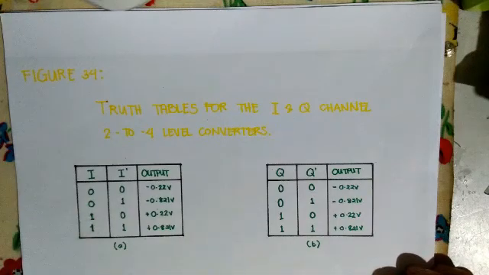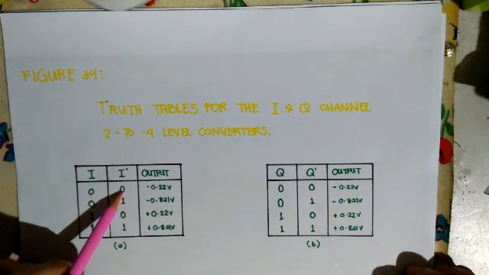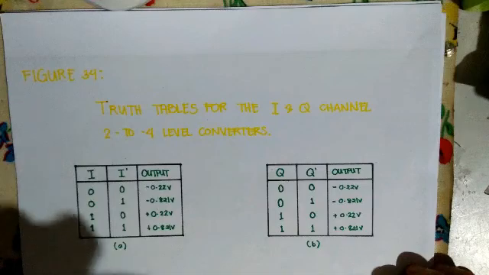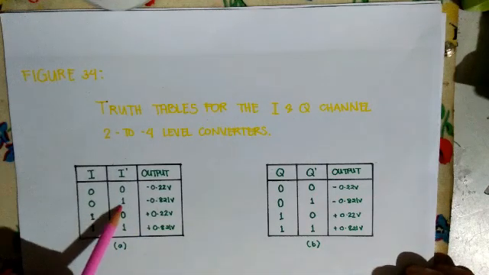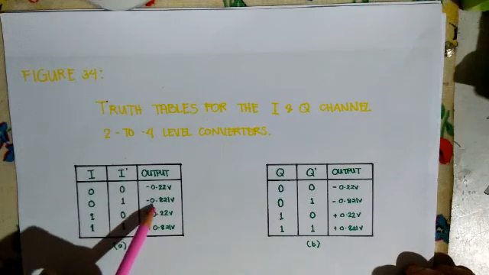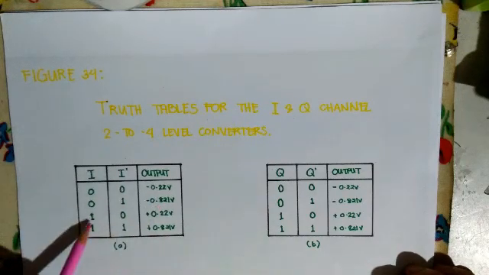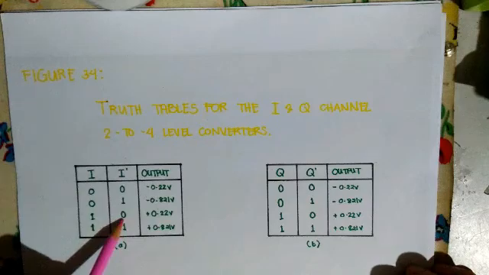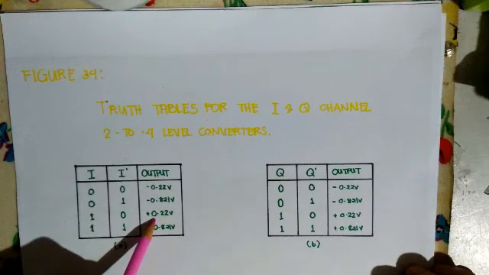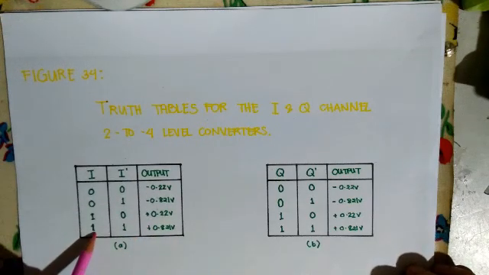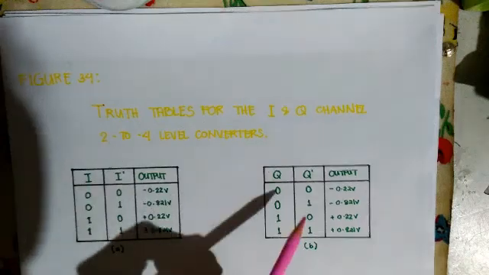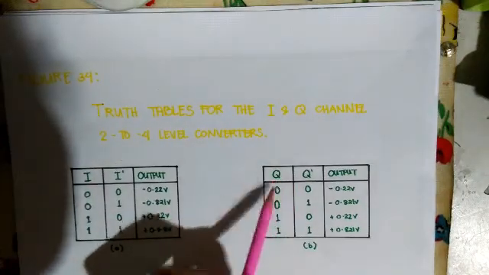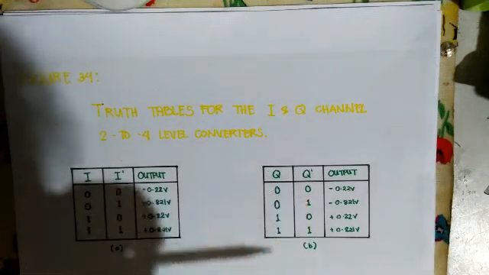So for I equal to 0 and I prime equal to 0, the output is negative 0.22. And for I equal to 0, I prime equal to 1, the output is negative 0.821 volts. For I equal to 1 and I prime equal to 0, the output is positive 0.22 volts. And for I equal to 1 and I prime equal to 1, the output is positive 0.821 volts.